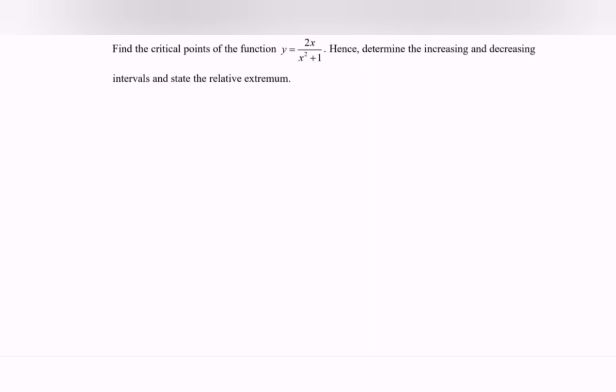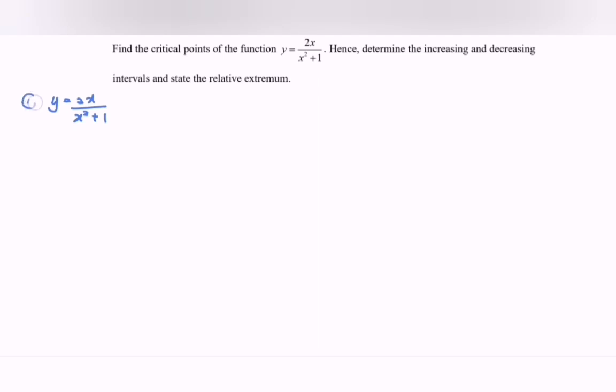Hello everyone, in this video I'm going to discuss an example for extremum problems. Find the critical point of a function, where y is equal to 2x over x squared plus 1. Hence, determine the increasing and decreasing interval and state the relative extremum.